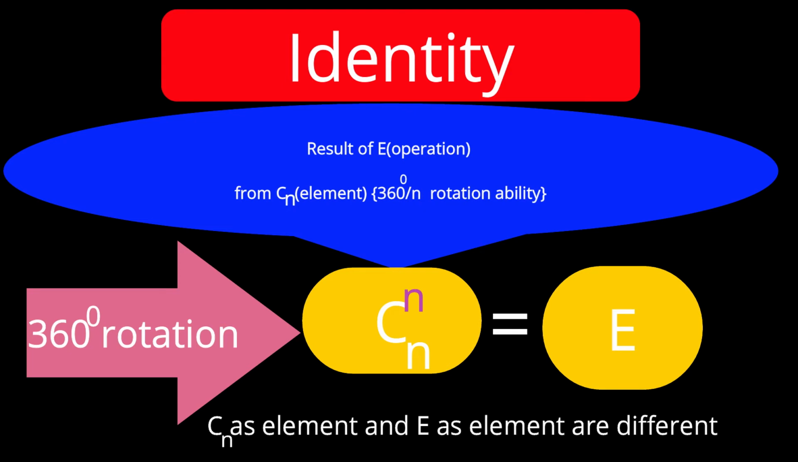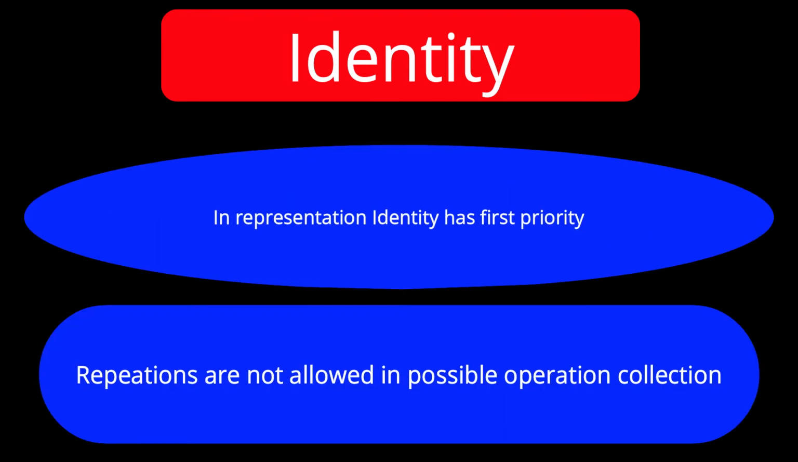So, whenever we count the number of possible operations for a particular molecule, at that time the Cn^n category of operation will not be counted, because we have decided to represent the identity operation separately. Then, in order to avoid repetition, Cn^n we will not consider.